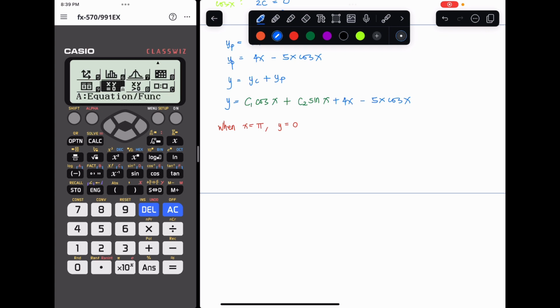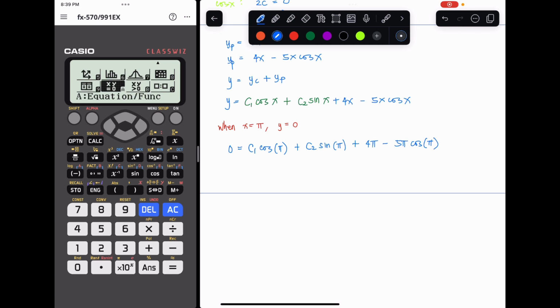So y is 0. So C1, and then I'll have cosine; x is pi, so cosine pi, plus C2 sine pi, and then plus 4x, so 4 times pi, then minus 5 pi cosine pi.